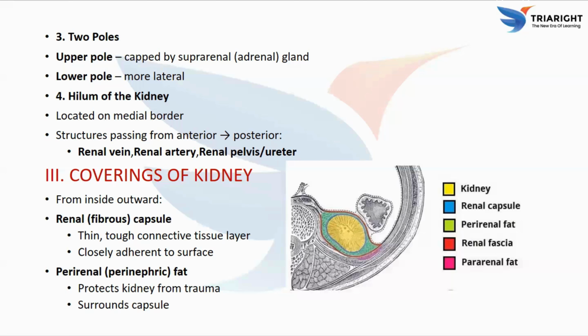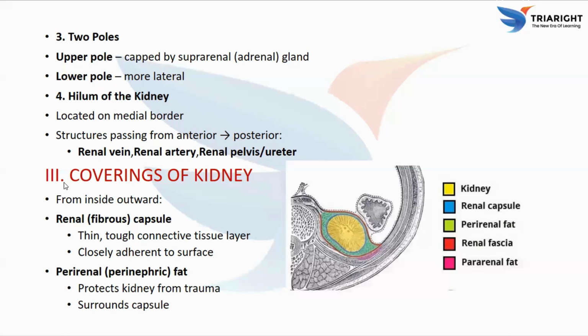So what are the structures entering and leaving the hilum front to back? So, anterior to posterior order. The renal vein, which is the most anterior, the renal artery, and then the renal pelvis or ureter, which is the most posterior. So next, coming to coverings of the kidney.